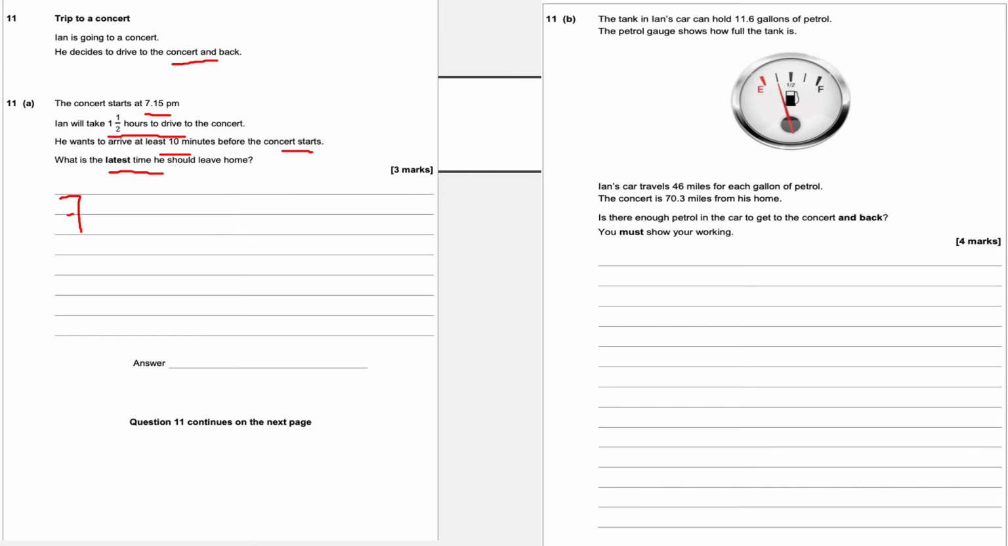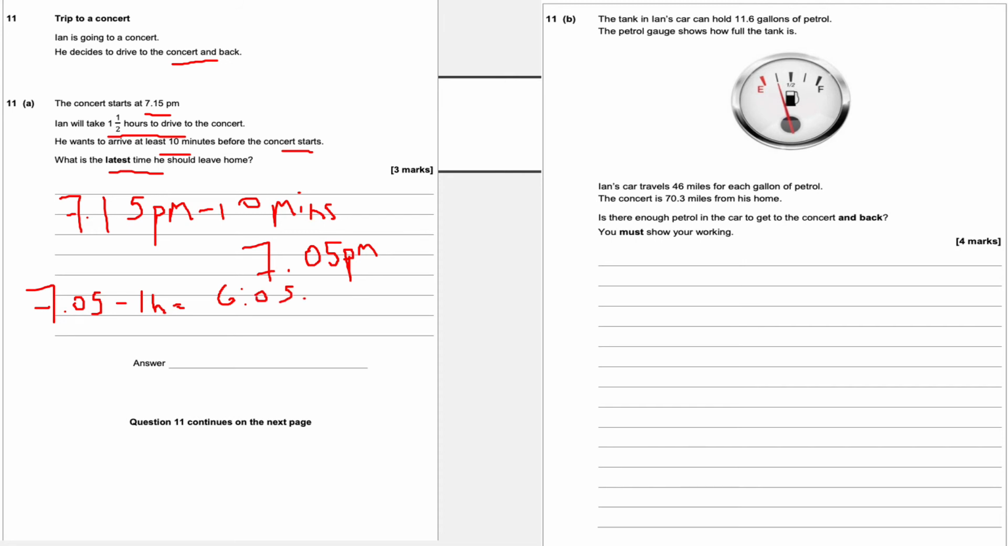So the concert starts at 7:15 p.m. So let's work backwards, guys. Subtract 10 minutes is 7:05 p.m. So Ian, not Steve, wants to arrive there at the latest at 7:05 p.m., so 5 minutes past 7. So subtract 1.5 hours. Well, let's just minus 1 hour first. So it's going to be 6:05 p.m.